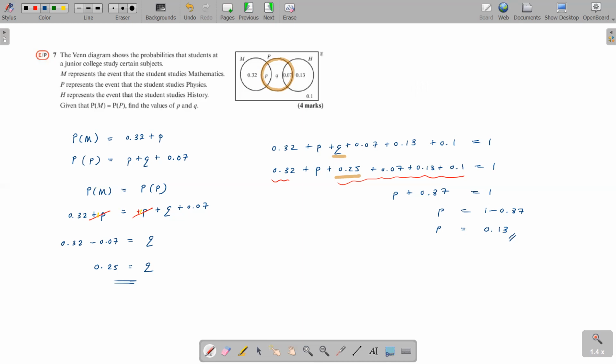Okay. So I hope this section is clear with everyone. So these are some basic ideas about probability and the Venn diagram. These are some basic things. In the next part, we will move on to some more challenging questions with Venn diagrams.